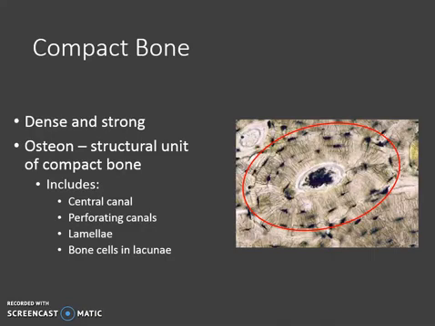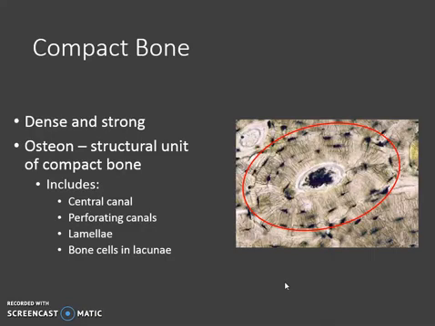You can see here a cross-section of a bone looking through a microscope. This circular structure right here is one osteon. Over here would be a second osteon that's kind of sticking off of the picture. There's a third one up here, another one over here, and another one over here. So there are multiple osteons that make up the compact bone tissue.